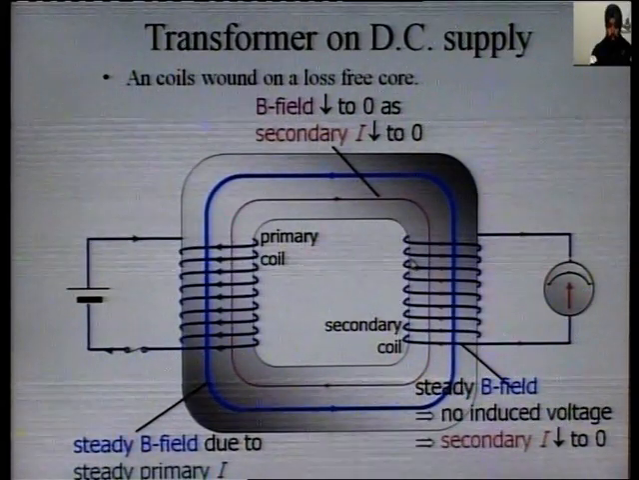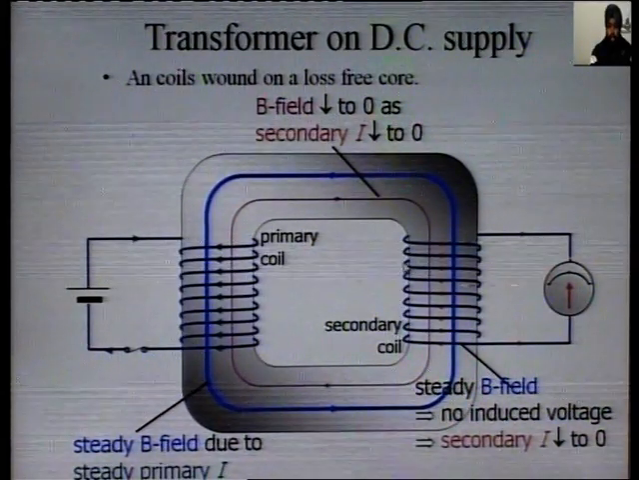So if the magnetic field decreases to 0, the secondary current decreases to 0.